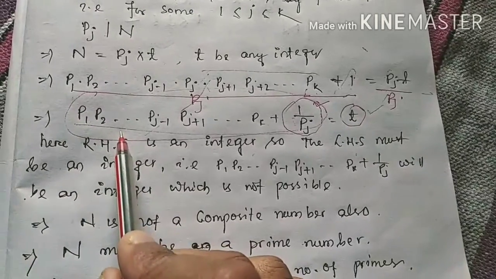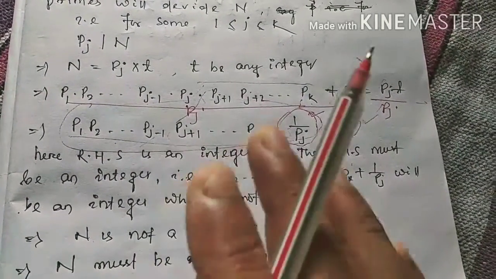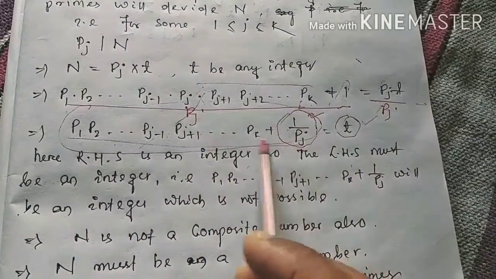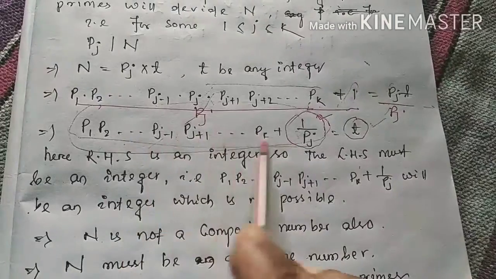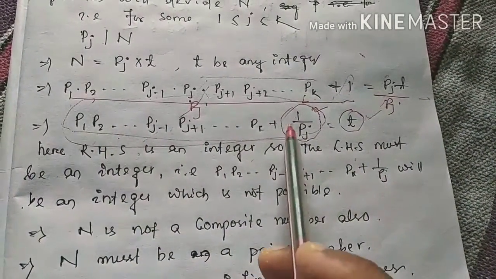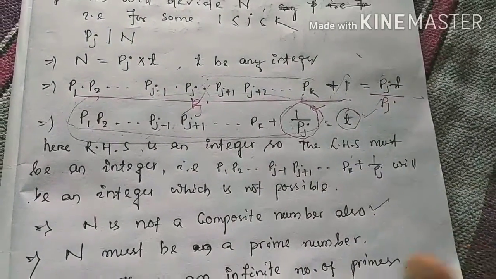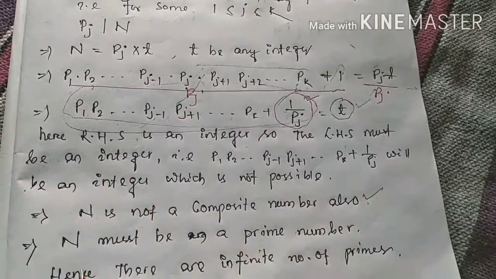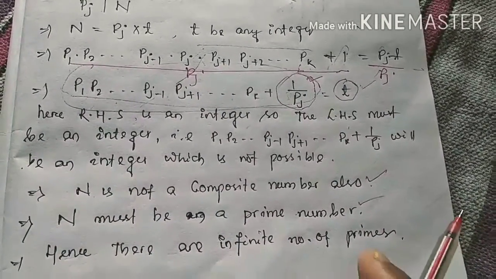If this were a composite number, then pj would divide it and give an integer. If this is composite, pj must divide this. Since pj does not divide this, it will not be a composite number. This implies that n must be a prime number. Hence there are an infinite number of primes.